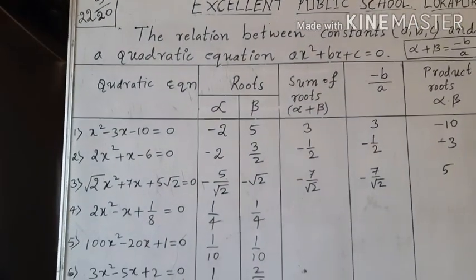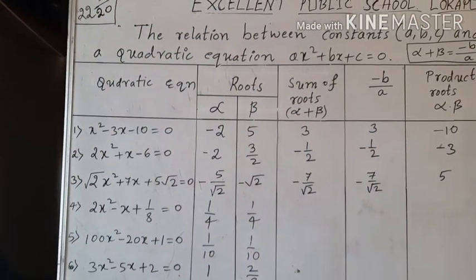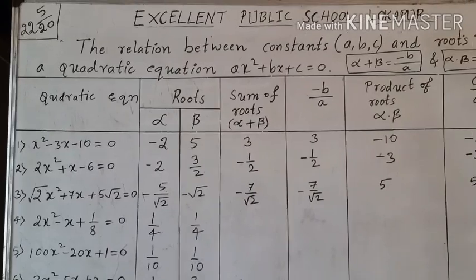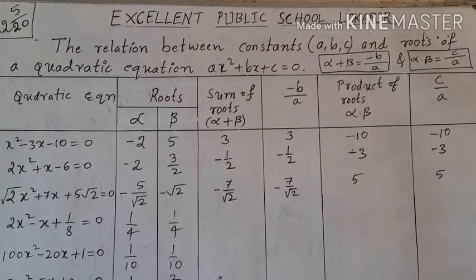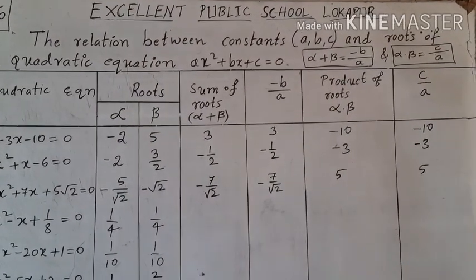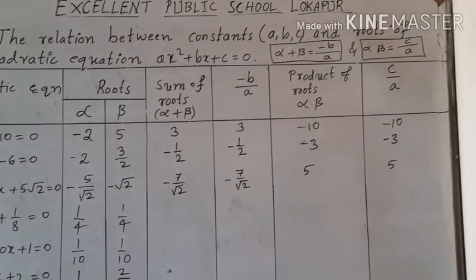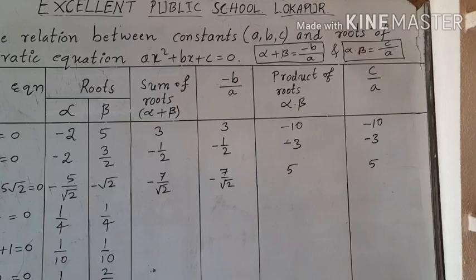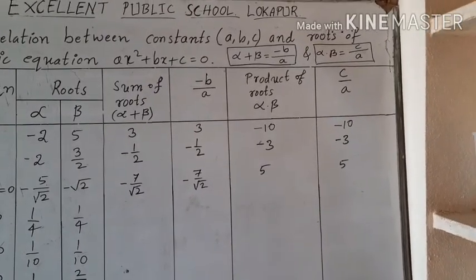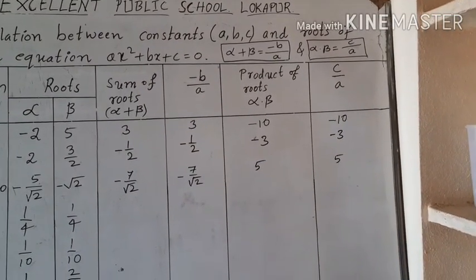Similarly, the second example, 2x square plus x minus 6 is equal to 0. The roots are minus 2 and 3 by 2. The sum of the roots is minus 1 by 2. And the ratio of minus b and a is also minus 1 by 2. And the product of roots is minus 3. And the ratio between c and a is also minus 3.